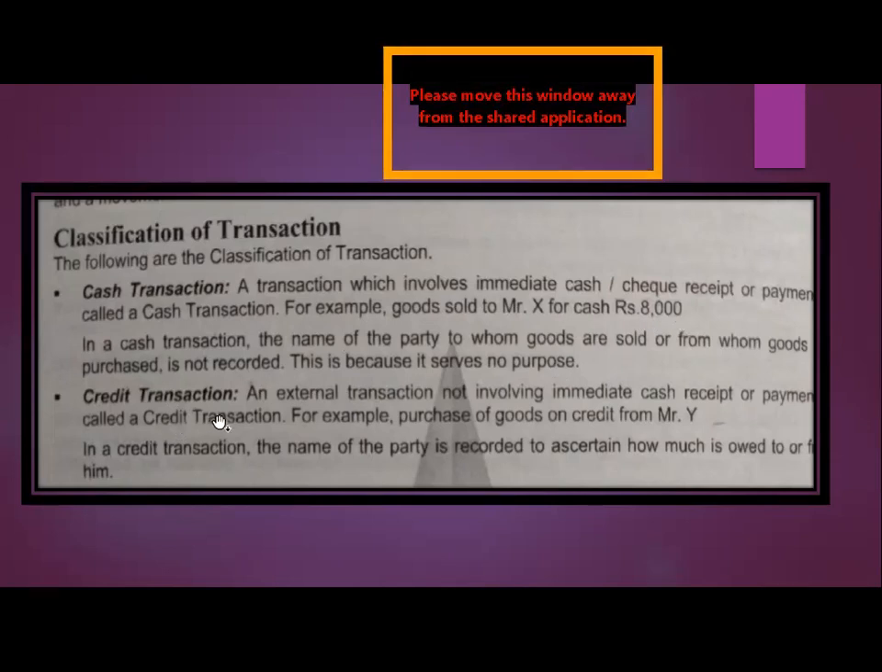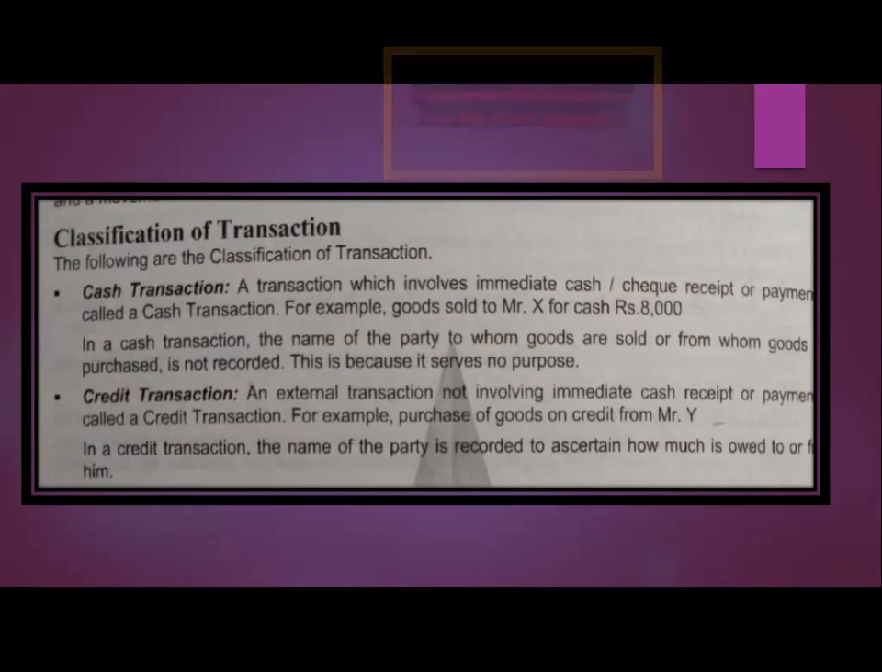In credit transaction, it is an external transaction, ठीक है. It means something going out, not involving immediate cash. फौरन से cash payment नहीं होती है. And this is called your credit transaction. उधार की transaction होती है. हम कहते हैं बाद में पैसे दे देंगे, अभी चीज दे दें आप हमें.